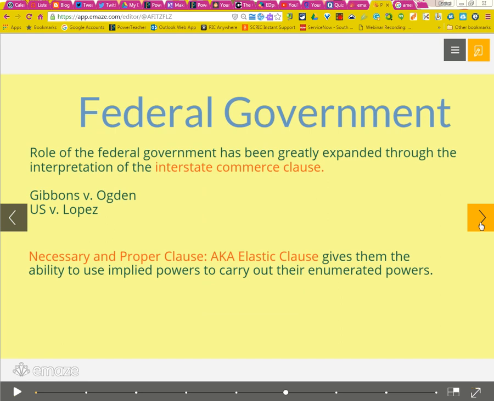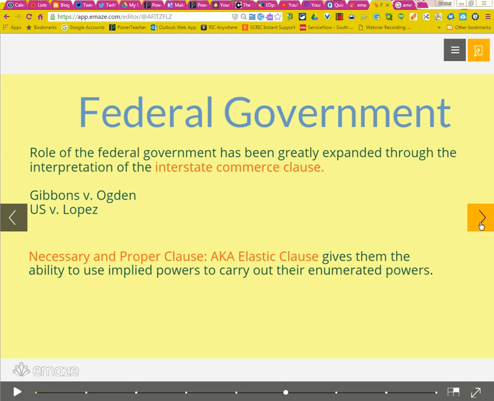All right, when it comes to talking about the federal government, two things. The Interstate Commerce Clause has greatly expanded the power of the federal government. We saw that starting in Gibbons versus Ogden. However, we saw a pushback in U.S. v. Lopez when the Commerce Clause was used to argue for federally established gun-free zones, and clearly the court did not agree with that.